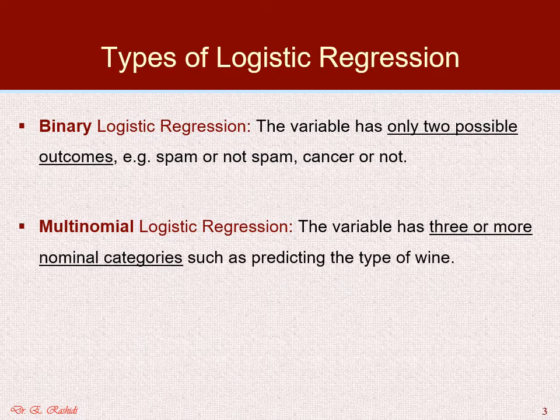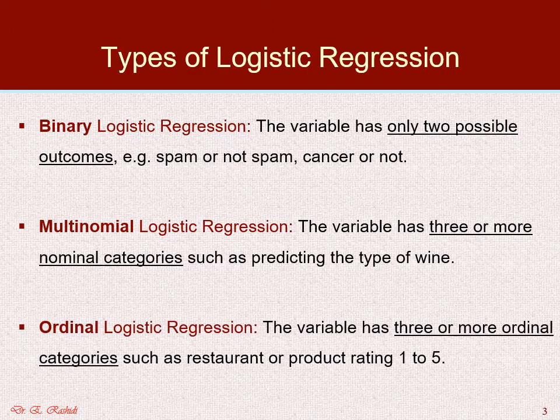We have multinomial logistic regression in which the variable has three or more nominal categories, such as predicting the type of wine. So you can have multiple categories for wine. And we also have what is called ordinal logistic regression, in which the variable has three or more ordinal categories, such as restaurant or product rating. So here we have numbers. It's ordinal data, so it's different from categorical data, because here we know, for example, that a rating of 2 is better than or higher than a rating of 1, unlike categorical data, which we cannot really compare in the same sense.